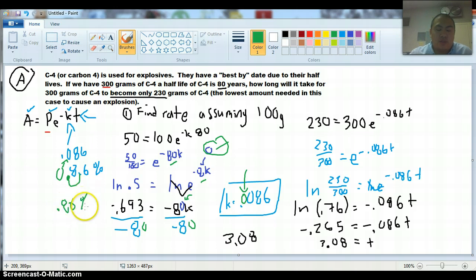I'm going to do all the corrections in green. Over here, what you should have is 0.0086. And from here you should also have 0.0086. Now when you divide by that amount, you should get 30.8. And that means that after 30.8 years, you have it.